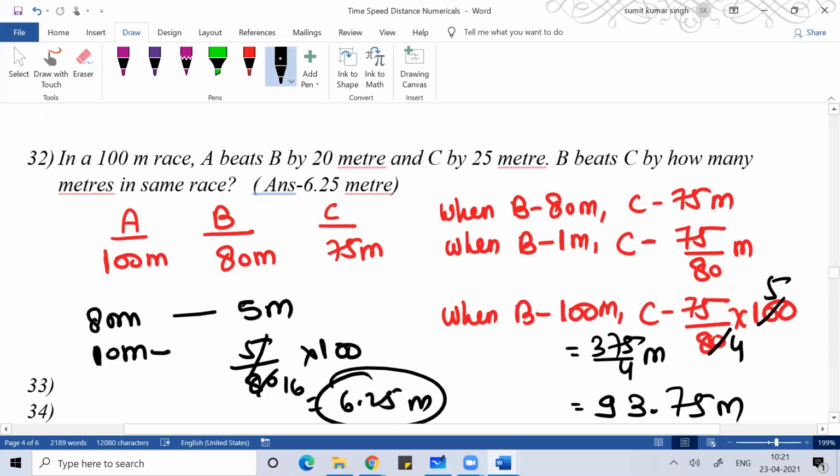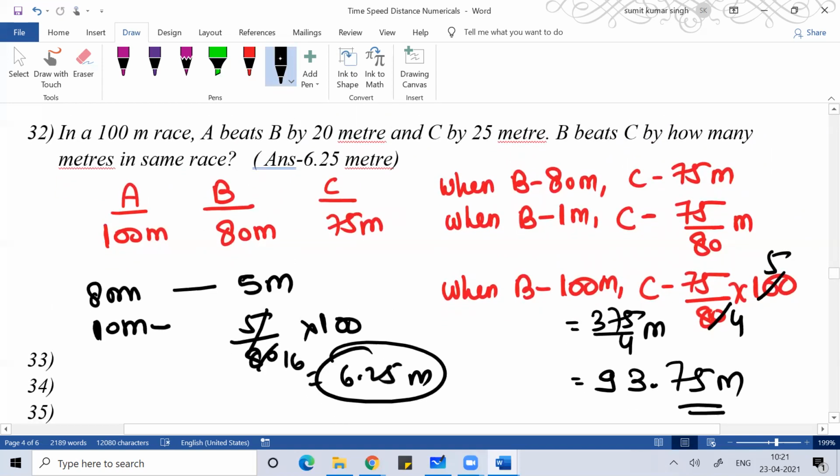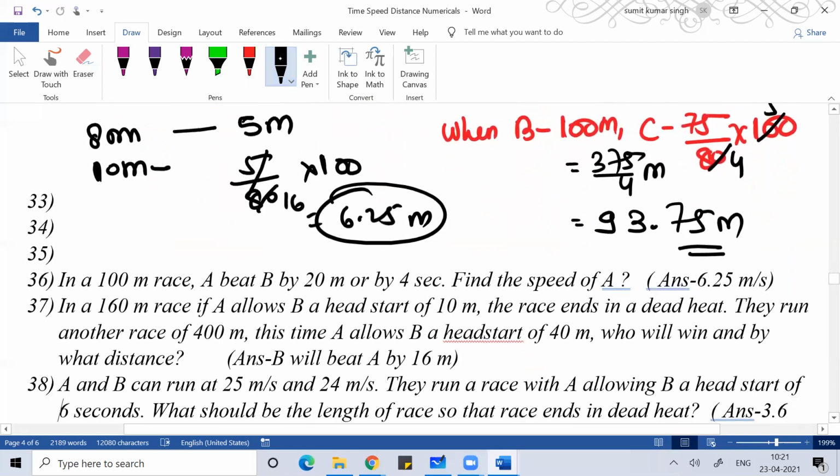So the same question: in a 100-meter race, A beat B by 20 meter and C by 25 meter. So B beat C by how many meter in the same race? When B reached 100 meter, C is at 75 meter. So when B reaches 100 meter, where is C? C is at 93.75 meter. So you can understand the concept of race and games.